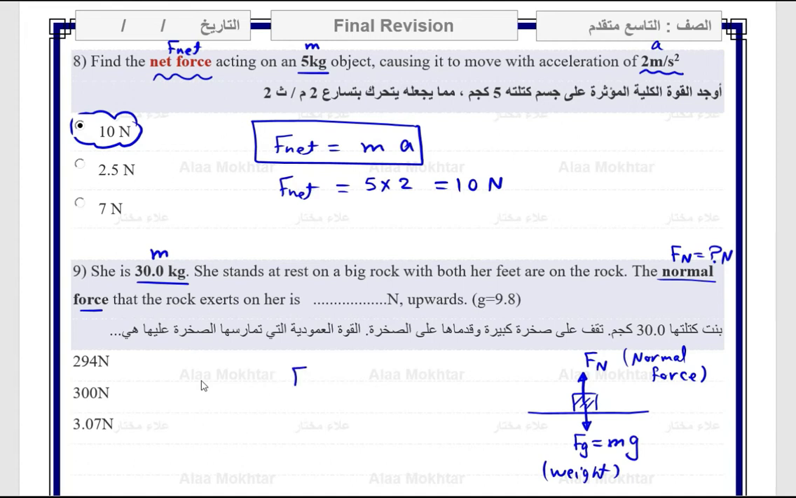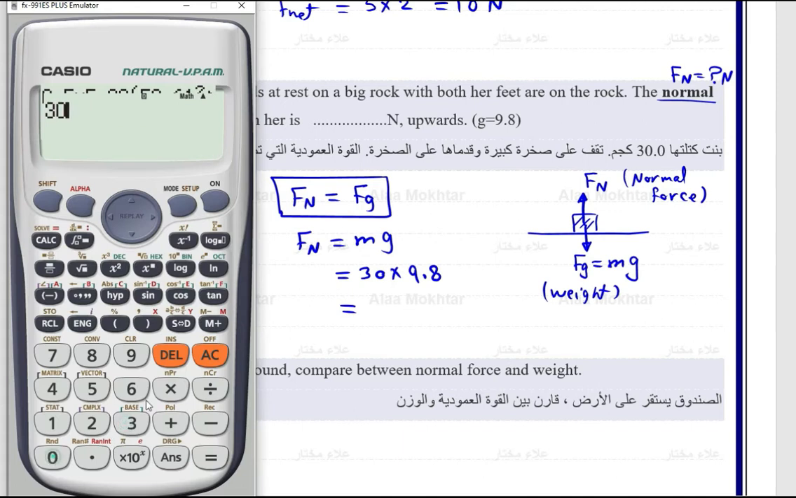Fg means weight or gravitational force. As you see, Fn equals Fg. Normal force equals gravitational force or equals weight. So Fn equals mg because Fg equals mg. So F normal equals mg. M is 30, g is 9.81 or 9.8 as the exam said. Using the calculator, 30 multiplied by 9.81, the answer will be 294 Newton.